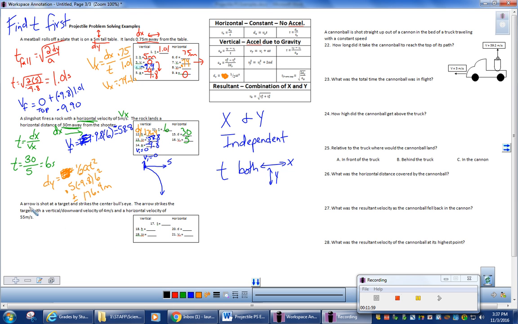For my next one, an arrow is shot at a target and strikes the center bullseye. So I'm going to shoot my arrow forward at my target. As it goes, it's going to slowly start to fall down. The arrow strikes the target with a downward velocity of 4 meters per second. So that's my final velocity. So I'm striking the target there.